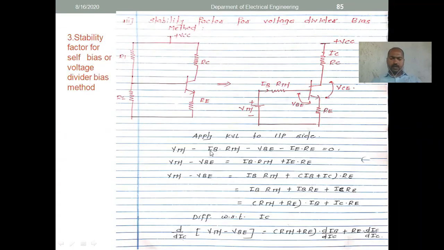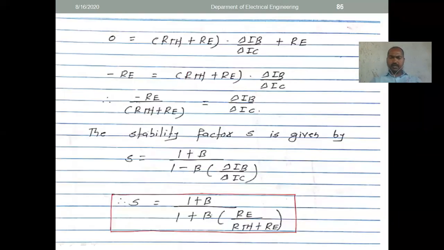So we know that this is 0. Why is it 0? Because the value of VTH minus VB is fixed. That's why there is no change, that's why it is 0. And (RTH plus RE) dIB by dIC is also constant, plus this should be taken as 1. So your equation is 0 equal to (RTH plus RE) into dIB by dIC plus RE. This is the equation.